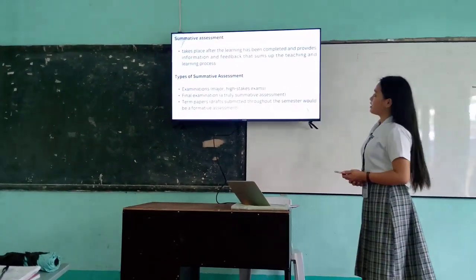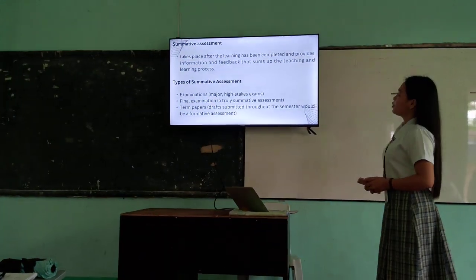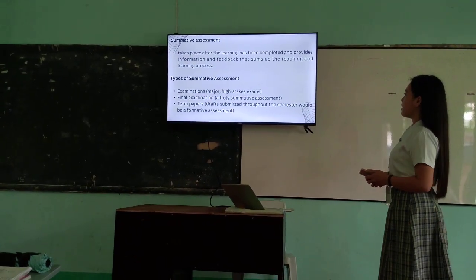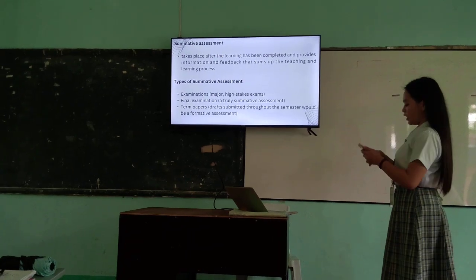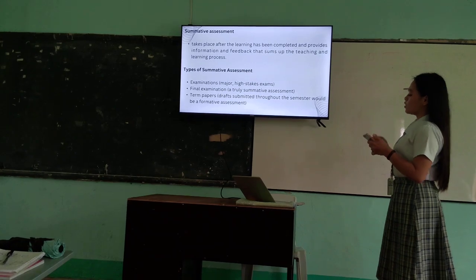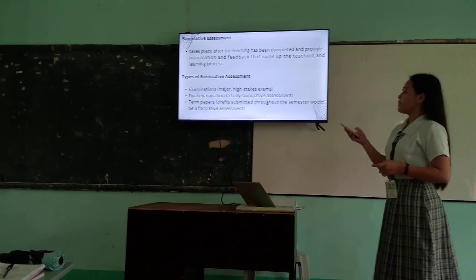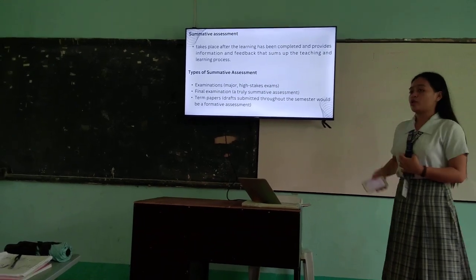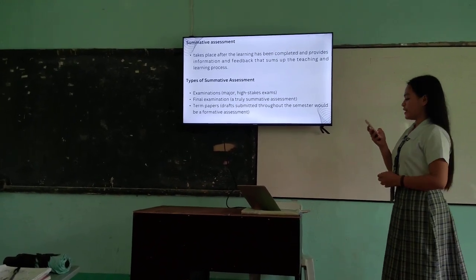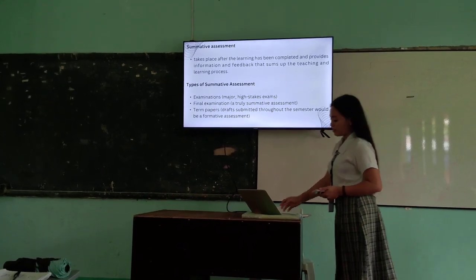Second is summative assessment. Takes place after the learning has been completed and provides information and feedback that sum up the teaching and learning time. So, kung sa formative assessment is used to monitor the students' learning, dito naman sa summative assessment is measuring the overall learning of the students from a unit or at the end of the semester.